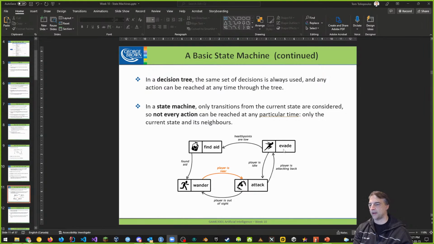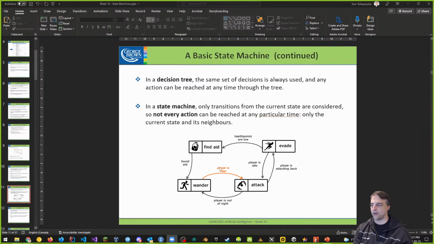So a good example of that is, let's suppose I'm in a wander state. What can I do when I'm wandering around? This is kind of like patrolling, right? I only have one possible condition to move me out of this state.